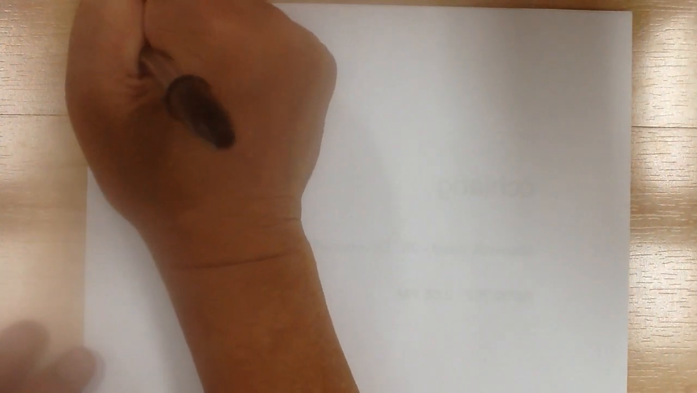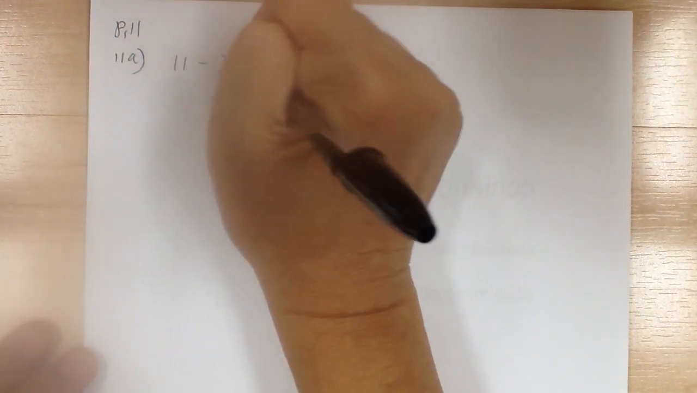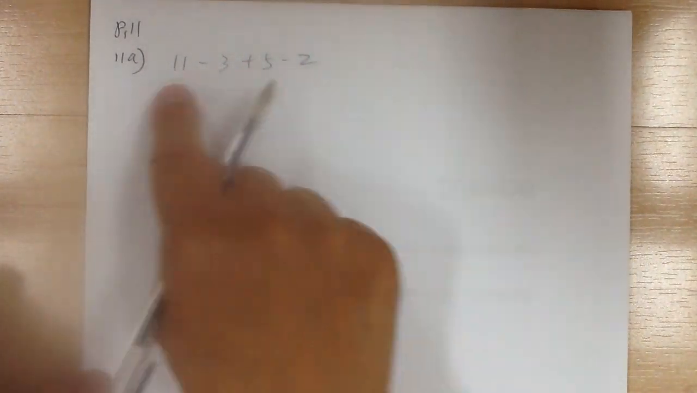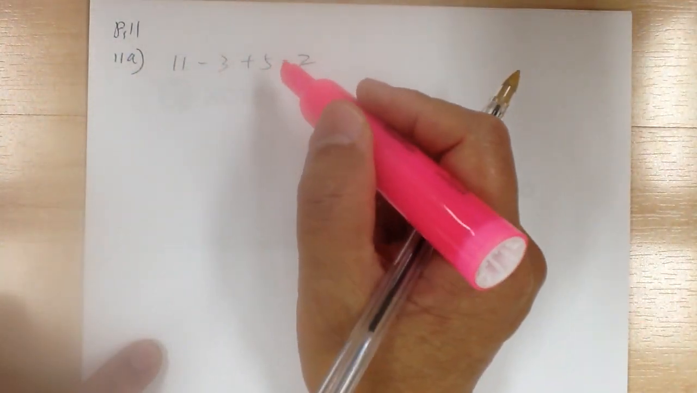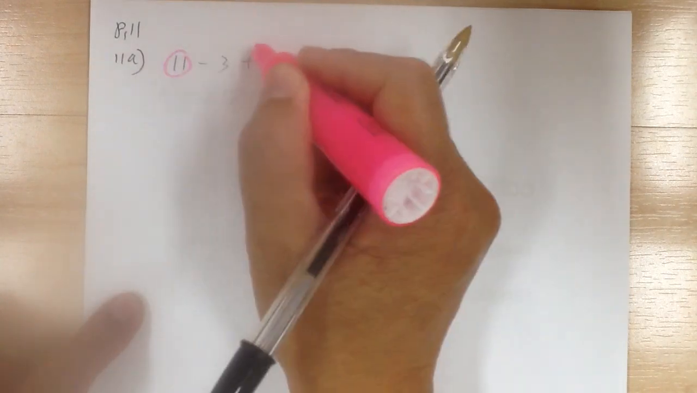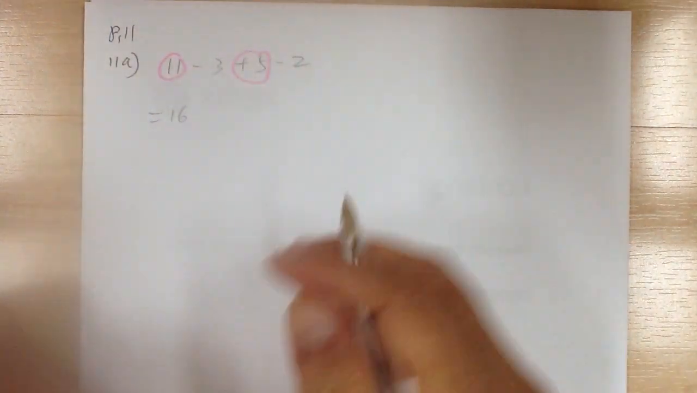Let's go to page 11, and let's start with 11a. Okay, so you have 11 minus 3 plus 5 minus 2. So you can just go from left to right because the addition and subtraction are same level. But when you have a whole bunch of numbers, the quicker way would be just going to combine the like terms, so like positive with a positive, and this will equal to 16.